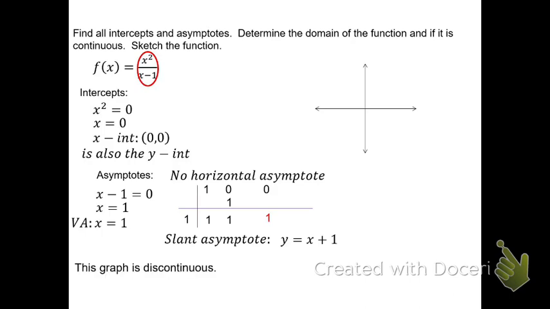All right. Now this graph is discontinuous. We had a vertical asymptote. And the domain has only one exclusion. The only thing excluded out of the domain is the vertical asymptote. There's no holes in this one. So the set of x such that x is just not 1.